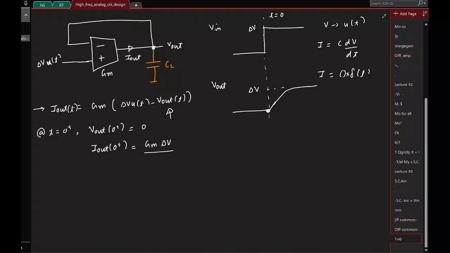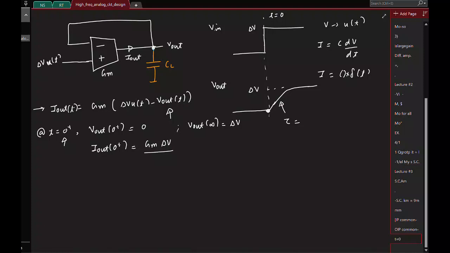So this is basically a first order exponential settling behavior, right? And to characterize this first order settling, I need the voltage at t equal to 0 plus. I know V out of infinity, that is delta V. What is the last thing I need to characterize this rising exponential? Time constant, right? And what is the time constant here? There is no R out. R out is infinity, I mean, intrinsic R out is infinity.